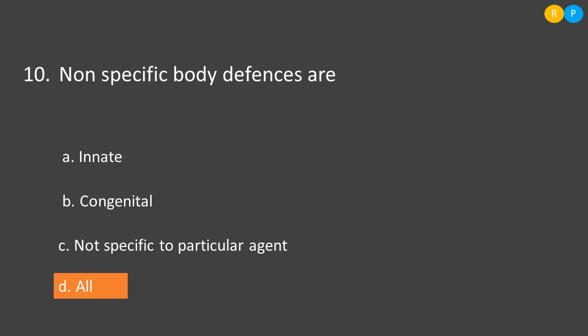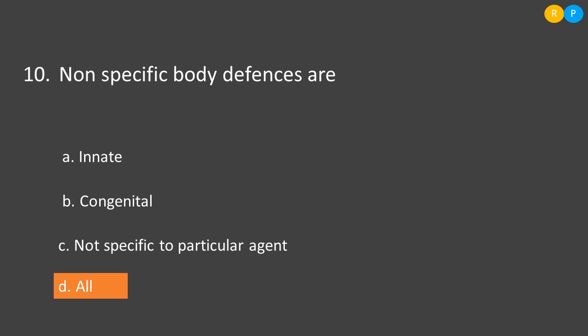It is also named congenital immunity because it is carried since birth. All these are the characters we can see in innate immunity. That means it is non-specific and it is called congenital. It will destroy all sorts of microorganisms without any specificity.